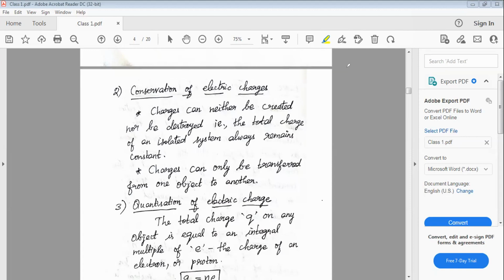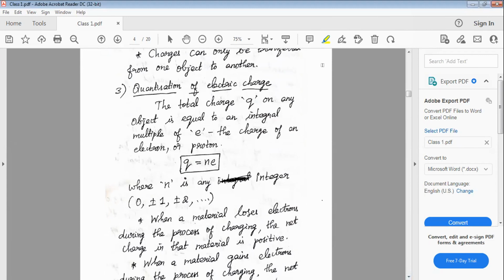The third property is the quantization of electric charge. Quantization of electric charge means that whenever you want to find the total charge on any object, how will you find that? It is just an integral multiple of e.